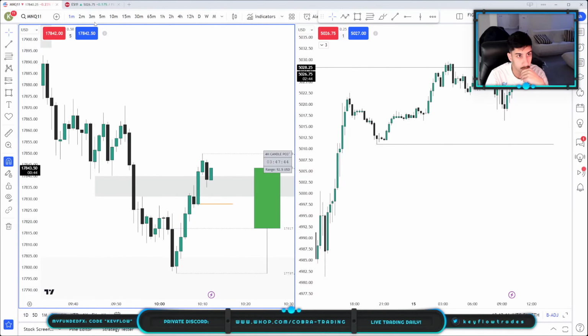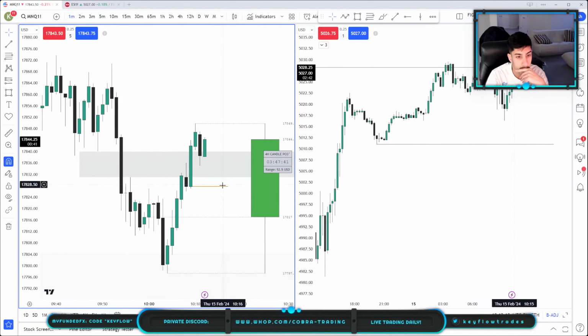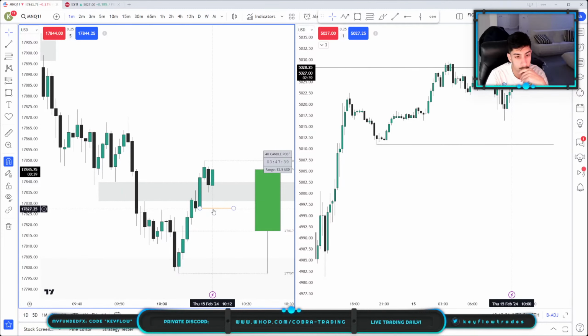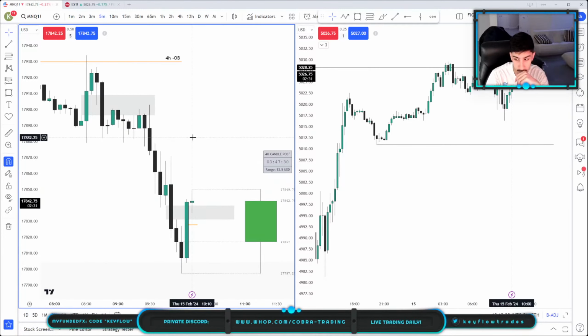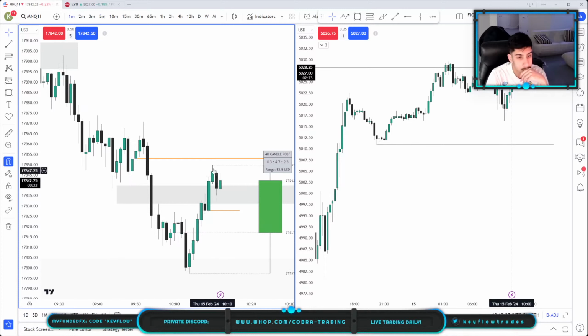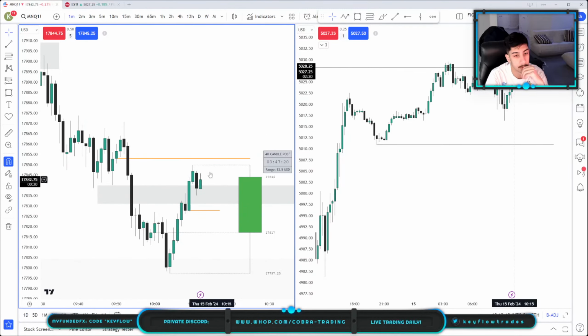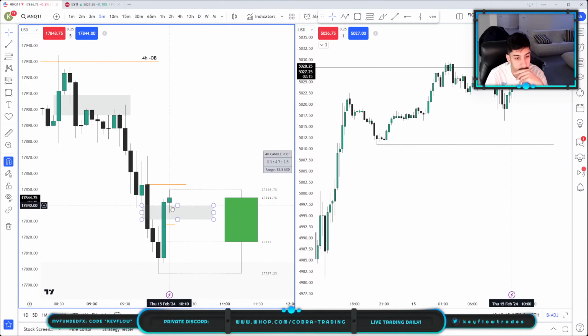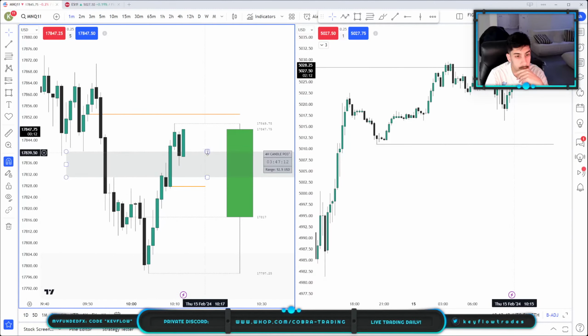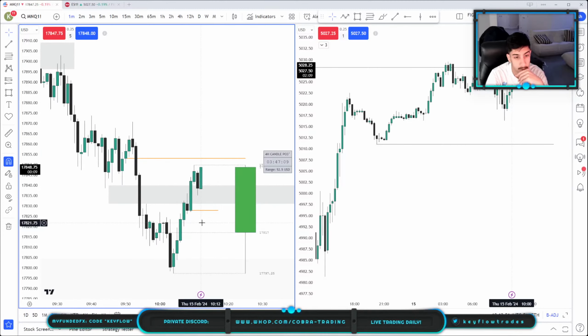If I was to long this, because this would be a bearish change in state of delivery on a smaller time frame. 5-minute change in state of delivery. 5-minute CSD is not going to take place until we get over this. So we're kind of just trading in between here, but this is a better entry because this is the inversion. This is a good entry. I mean, risk to reward wise, it's good to this low. It's actually really good. I might try it, man.